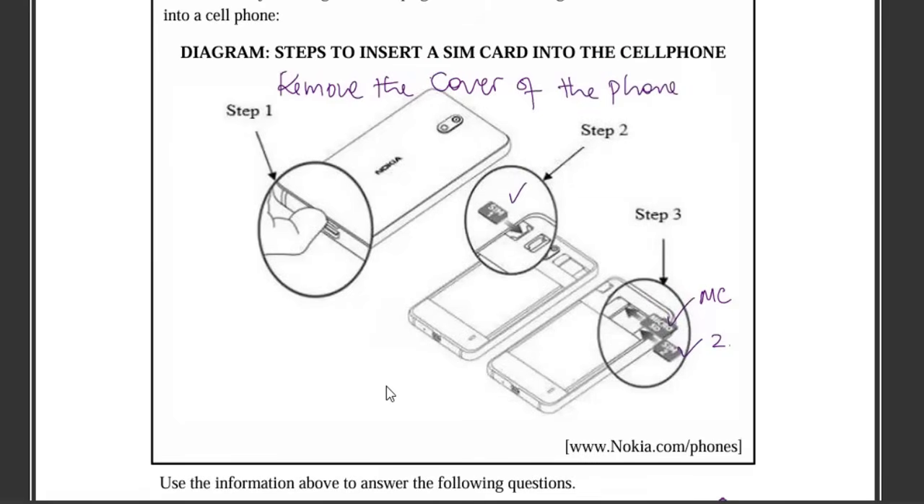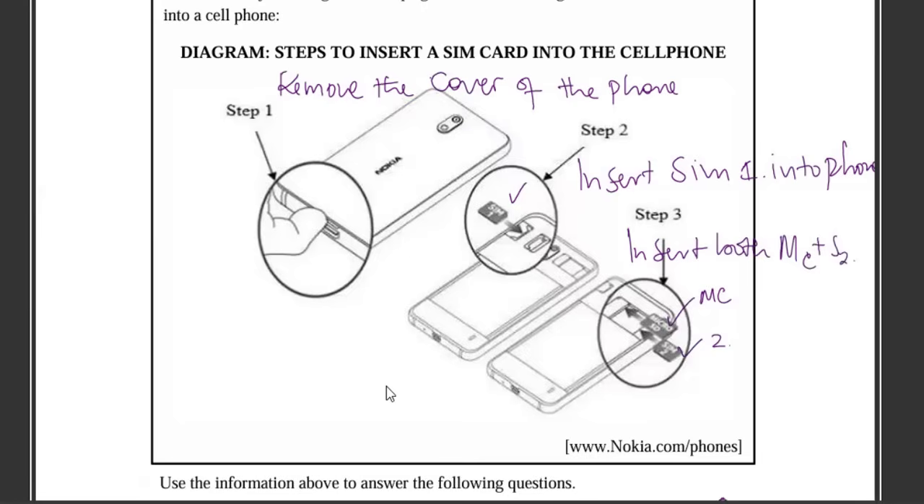Step number 2, what would you see? They are telling you, insert SIM 1 into the phone. Nothing much, nothing less. Then what do we see in the final step? We are inserting both. Insert both the memory card and SIM 2. Definitely, you have to put the cover back and you switch it on and you continue. Those are the steps in simple instructions.